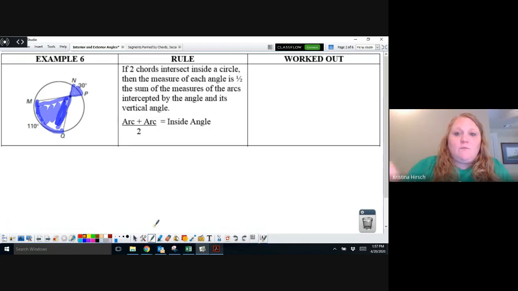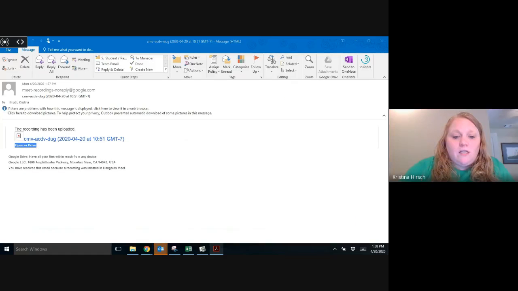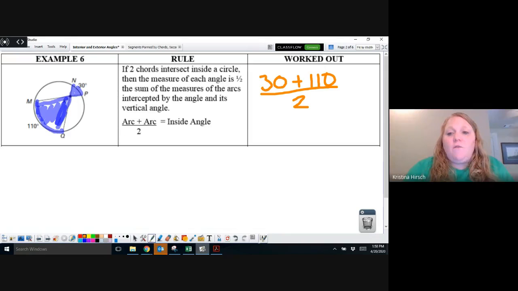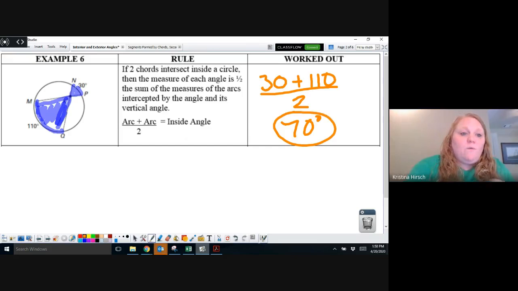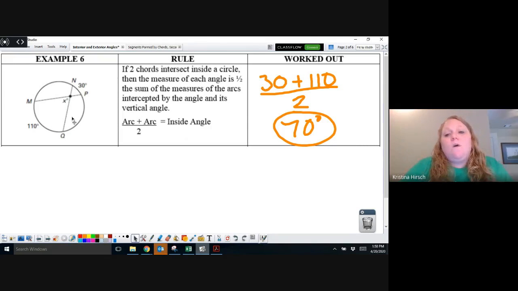So in this case, we're saying 30 plus 110 divided by 2. So that's 140 divided by 2, which is, sorry about that, 70 degrees. So this little angle right here is 70 degrees, okay?